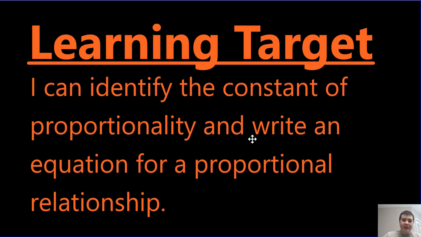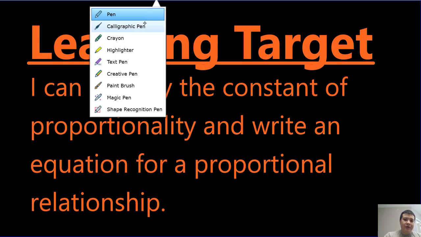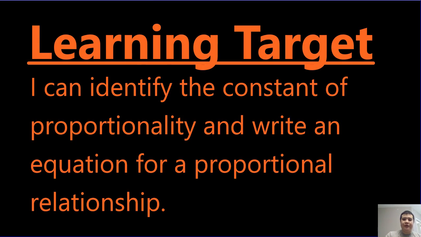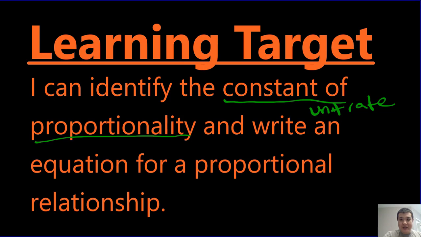Constant of proportionality and write an equation for a proportional relationship. And we've been working on this, but today we're going to be doing it in a slightly different way. We're going to be using variables that are not necessarily called x and y. Remember, the constant of proportionality really means just the unit rate, okay? Another name for that. So, let's go ahead and get started.